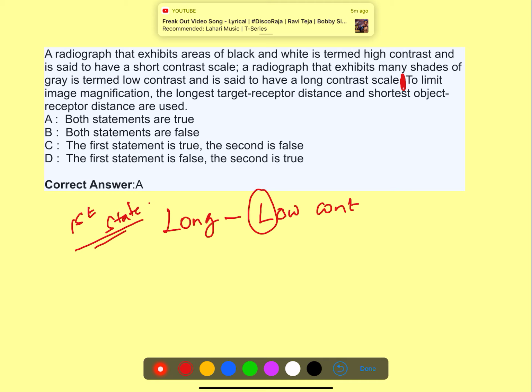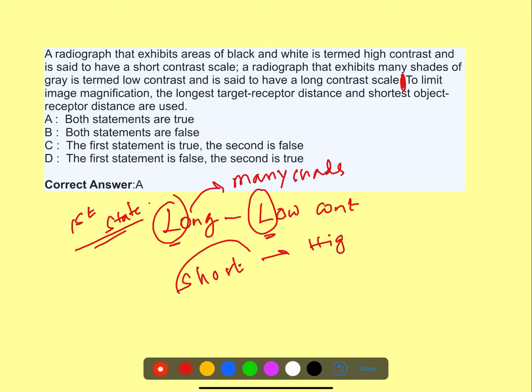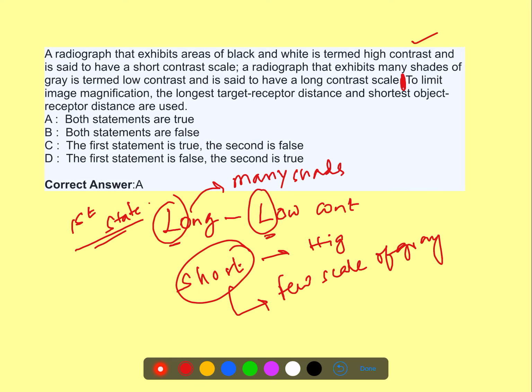You can remember that as L and L. Long scale will have low contrast, whereas short scale will have high contrast. Long scale means many shades of grey. Short scale means few shades of grey. So the first option is correct. To limit the image magnification, that means target receptor, that is anode to film distance, should be more, whereas object and receptor film distance should be decreased.